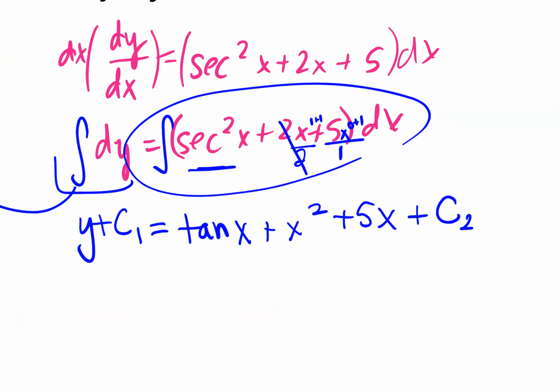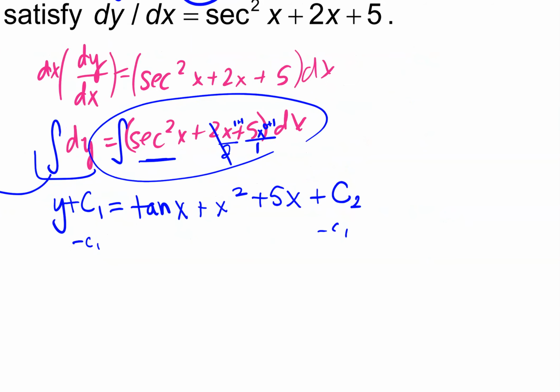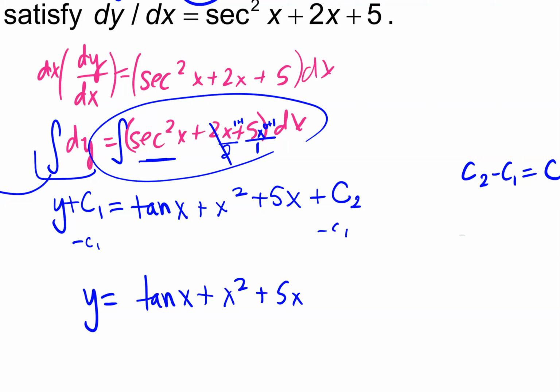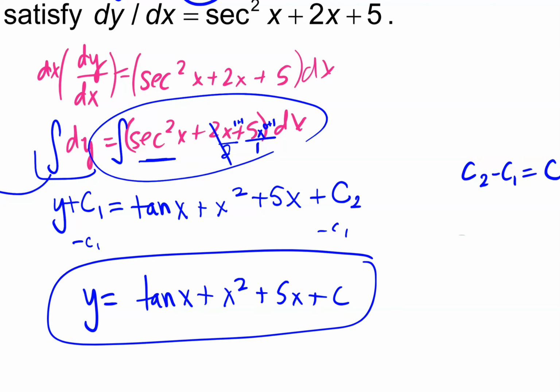Now we just have to get y by itself, so I'm going to subtract c1 on both sides. So I'm going to let c2 minus c1 just be my big C, just a constant, because when you take a number minus another number, whether it's 5 minus 2 or 15 minus 25, literally all you're going to end up with is another constant, another plain number with no variable. So I can write this as y equals tangent of x plus x squared plus 5x plus c. Awesome, and then that's it.